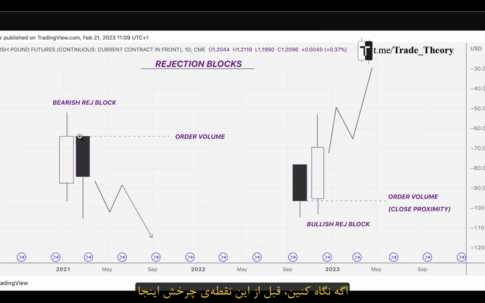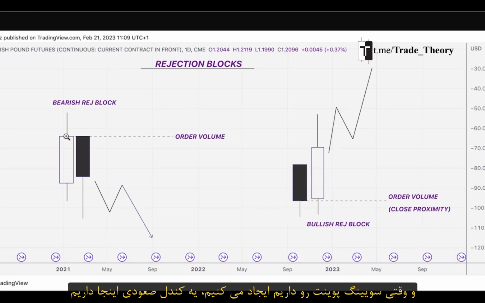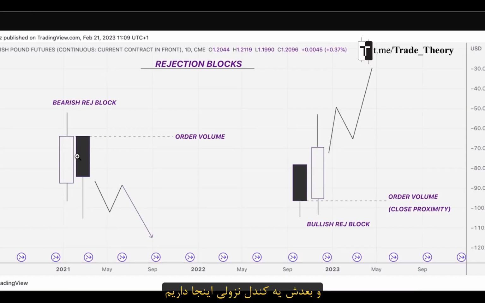You can see prior to this turning point here, it would have been bullish candles going higher, and when we make the swing point, you have a bullish candle here, and then you have a down candle or a bearish candle here, and then the market starts to trade lower. Now, why is this important to us as institutional traders?